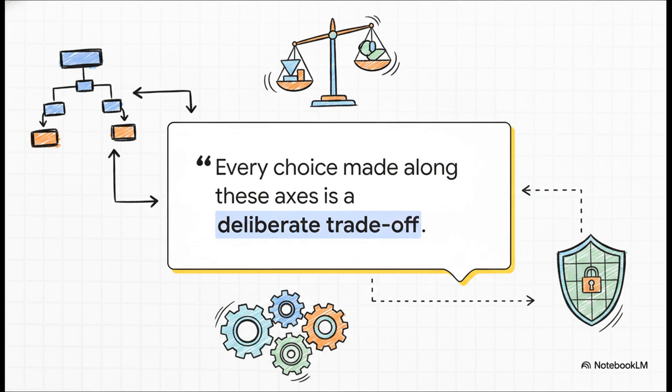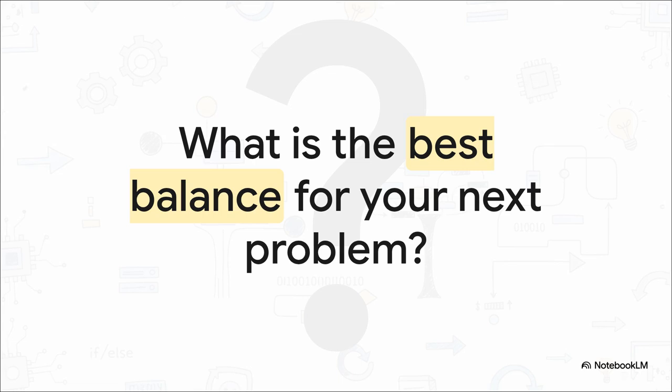Picking a programming language isn't just a matter of taste, and it definitely isn't about following the latest trend. It's a deeply meaningful engineering decision. You're deliberately choosing the specific constraints, the safety nets, and the architectural advantages that best fit the exact problem you are trying to solve. Which leaves us with one final, provocative question. What is the best balance point for your next problem?